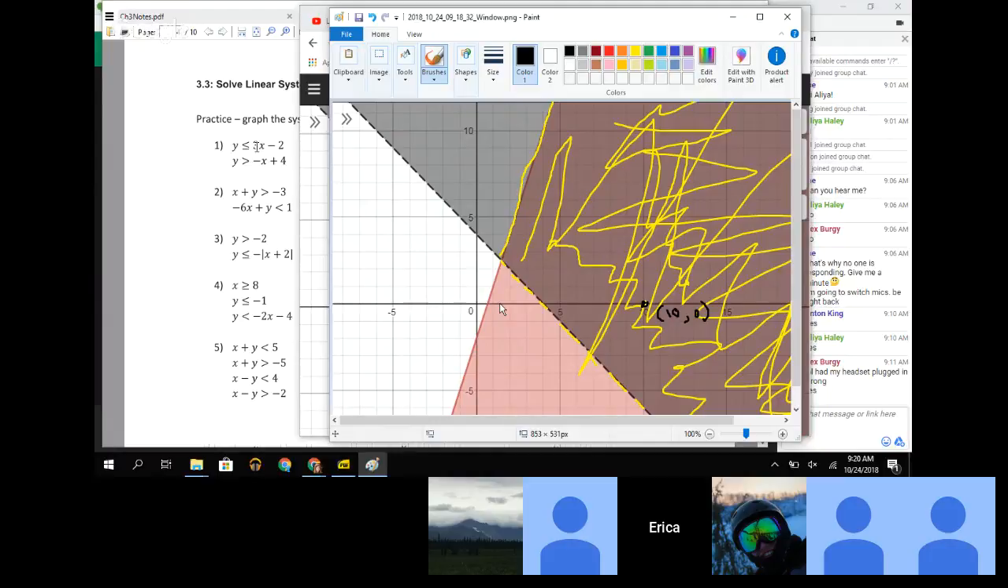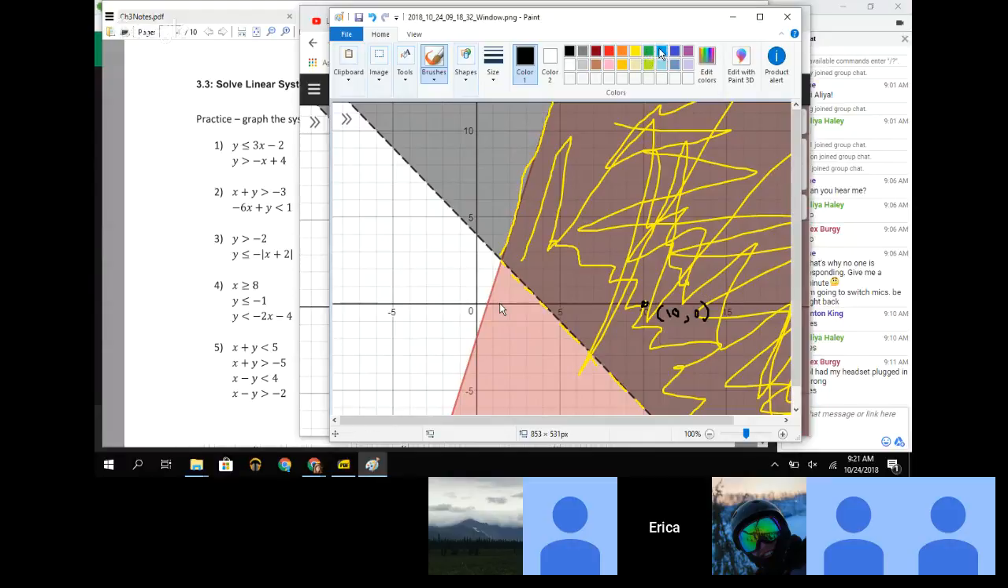I can always plug this in, right? 3 times 10 is 30, minus 2 is 28. Is 28 greater than 0? Yep, that works, right? Over here, negative 10 plus 4 is negative 6. Is negative 6 less than 0? Yep, that's the solution, right? So anything in this yellow section is a possible solution.